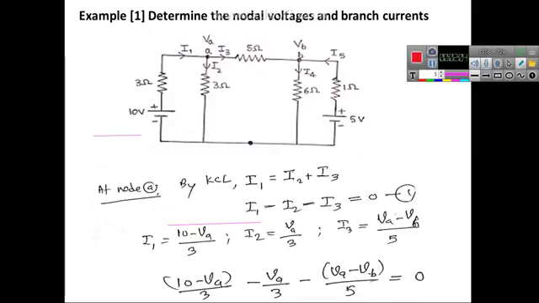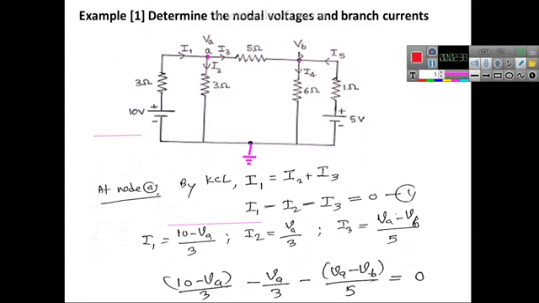Let us consider an example. In this example it is asked to determine the nodal voltages and branch currents. In the nodal analysis, first, as I told you, you need to identify the nodes. For this given network, you identify node A, node B, and another node, which is nothing but your reference node. So there are three nodes.